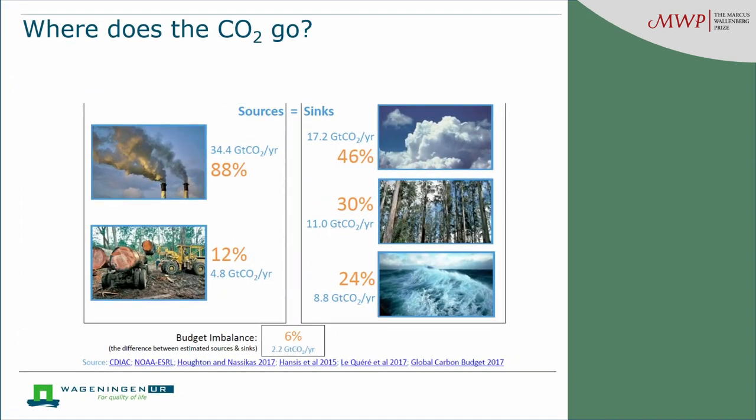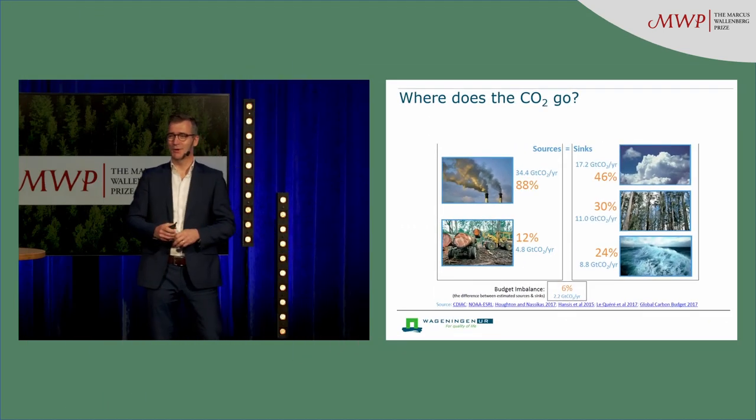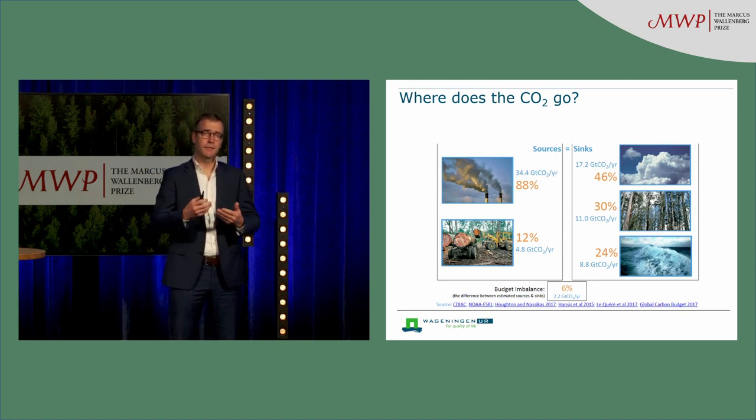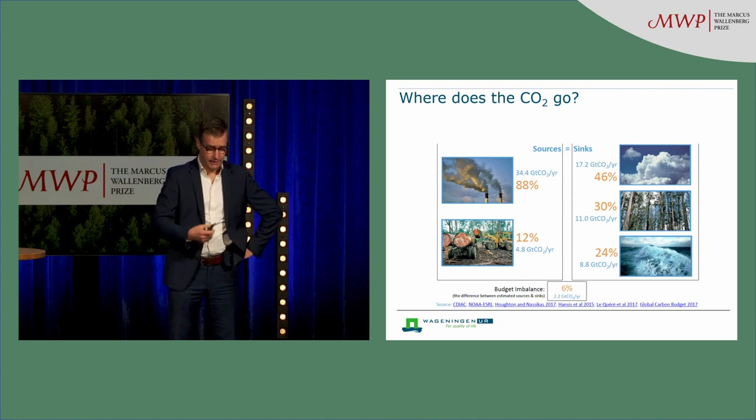So this is now a more recent graph of a CO2 budget. On the left, you see the emissions from fossil fuels, roughly 34 gigatons of carbon dioxide, but also land use change, mostly deforestation in the tropics, emitting additional carbon dioxide into the atmosphere. That carbon has to go somewhere. The carbon atoms don't go away. So what we see now is that almost half of that builds up in the atmosphere. A quarter is taken up by the oceans. And then there is this 30% that is taken up by land, mostly forests, we believe.